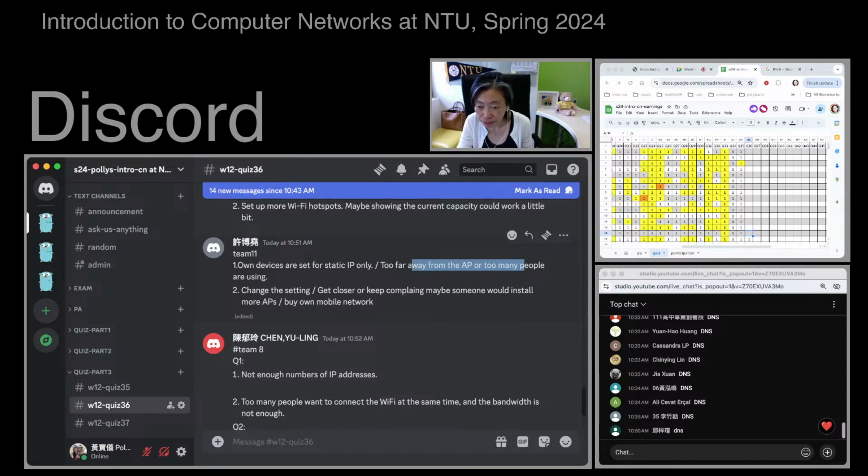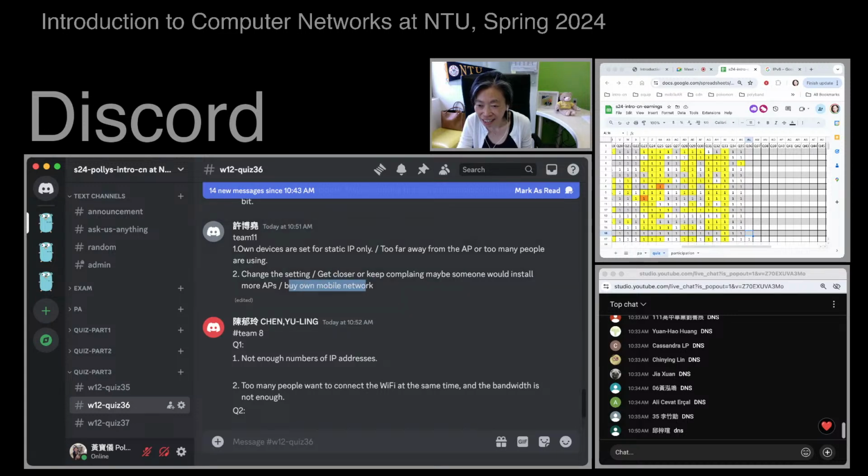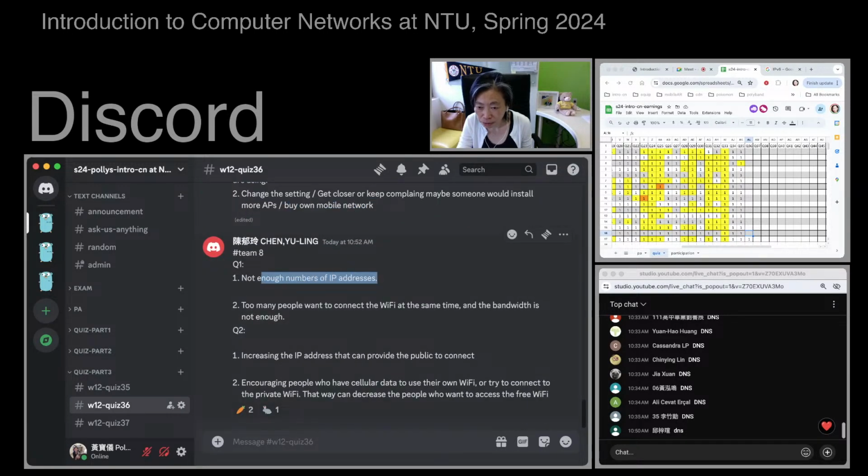Too far away from the AP. Changing the setting. Get closer. Another team: not enough number of IP addresses, too many people. Increasing the IP addresses, definitely. Encouraging people. Okay, yeah. So if you can use cellular data access, then yeah, encourage them to switch to a cellular data plan. Connect to a private Wi-Fi instead of the free Wi-Fi. Okay, sure. This way we will offload to other networks instead of all of us using the free Wi-Fi.